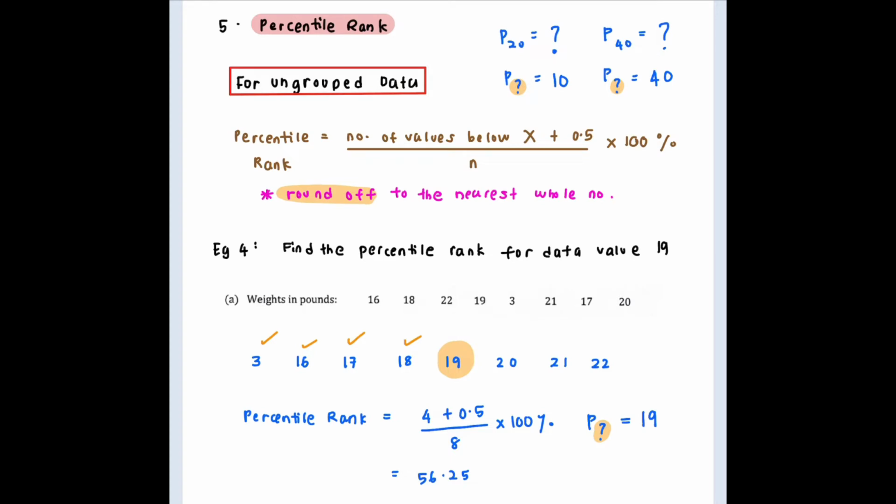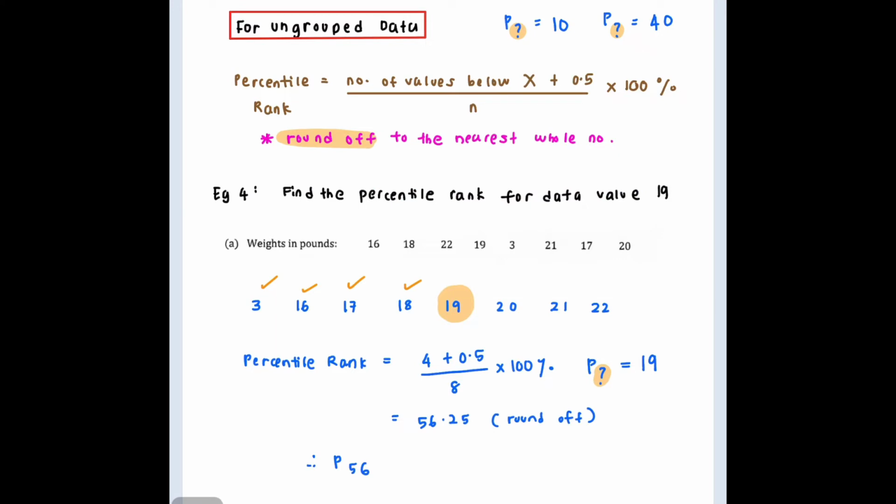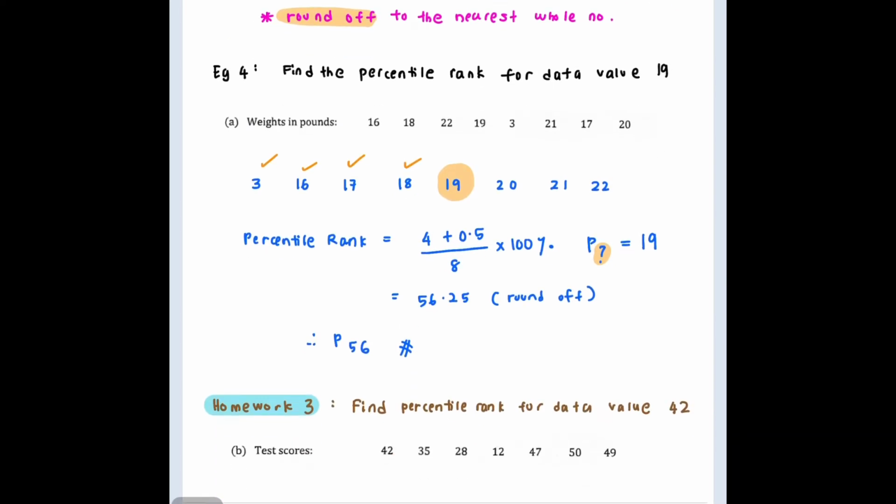56.25. If you have a decimal number, round off to the nearest whole number. So your answer will be percentile 56. Okay, this is your answer, percentile 56. That is for the ungrouped data. So try the percentile rank question for your homework number 3 using the second part, which is part B just now. The question asks, find the percentile rank for the data value 42. So make sure you arrange in order first and then just plug into this formula.